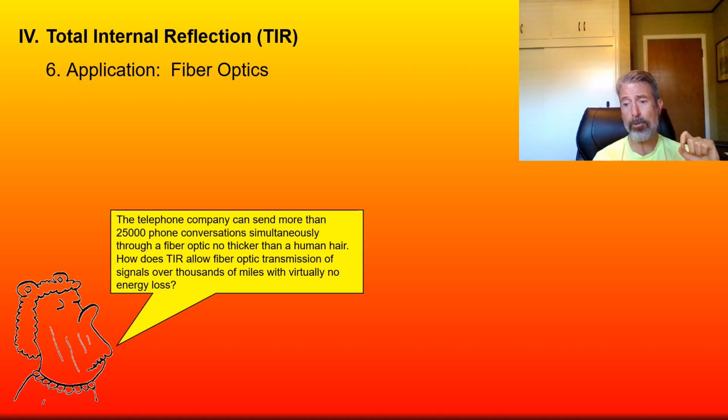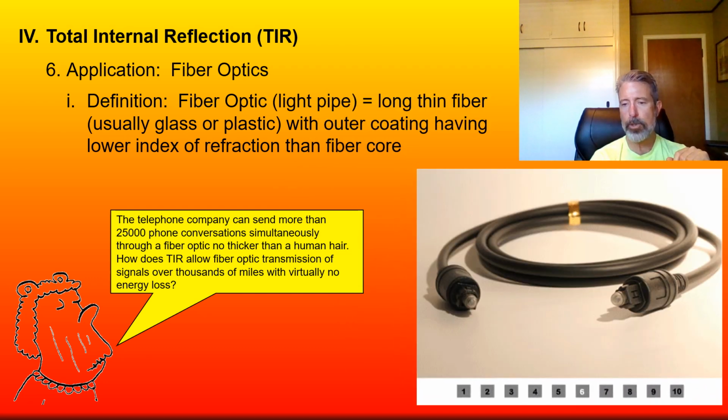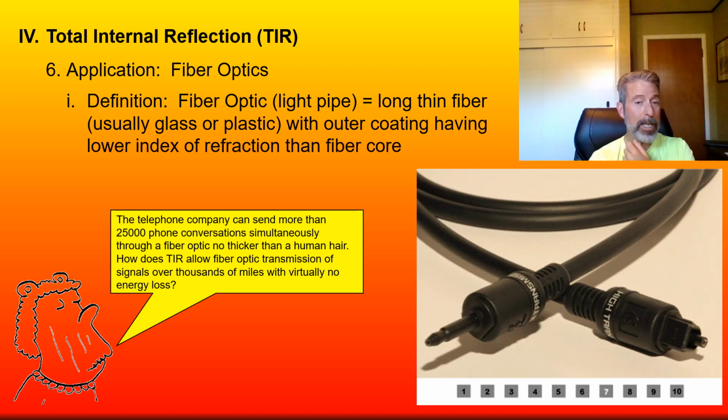So an interesting, practical, and very useful application of total internal reflection in modern society is the technology known as fiber optics. A fiber optic, which used to be called a light pipe, is a long thin fiber, usually made of glass or plastic, with an outer coating that must have a lower index of refraction than the fiber core. And we will see in a later slide how this leads to total internal reflection. I'll show you some examples of fiber optics in this simulation.